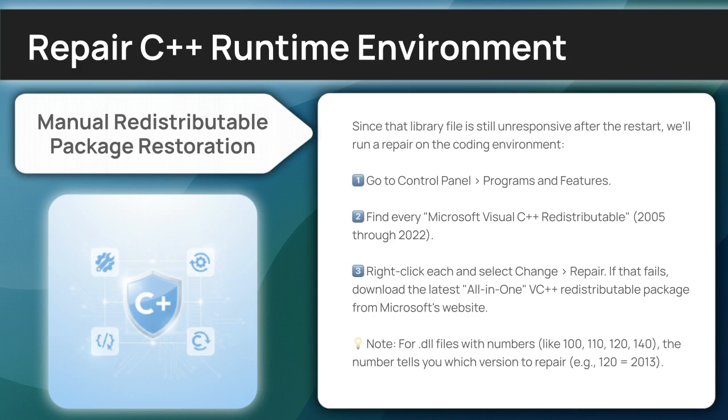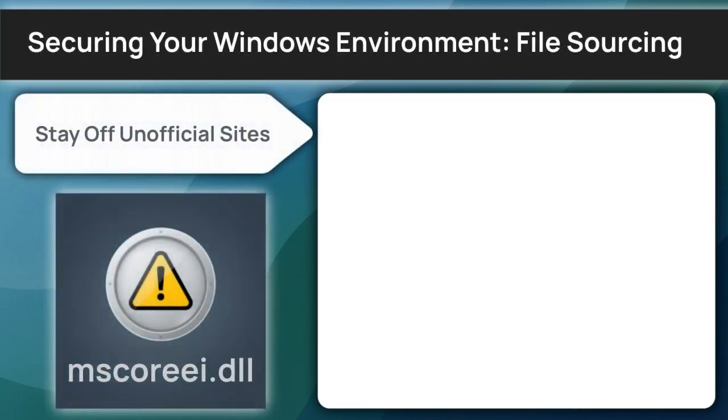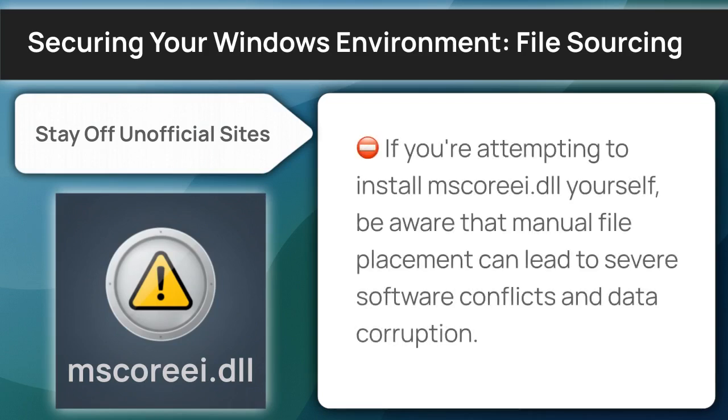Please note that for DLL files with numbers, the number tells you which version to repair. For example, 120 equals 2013. To prevent any secondary issues, I recommend a cautious approach to downloading individual system files. Keep in mind that Mscoreei.dll must be properly synchronized with the Windows registry. Simply dragging and dropping a file rarely addresses the root cause of the initialization failure.